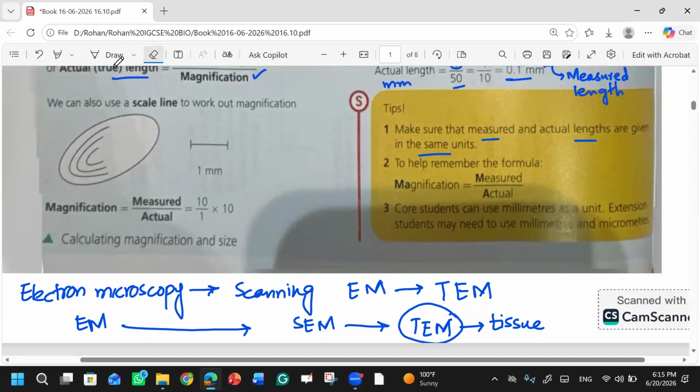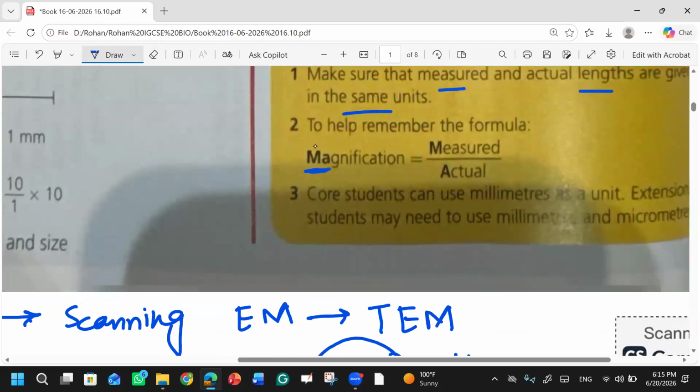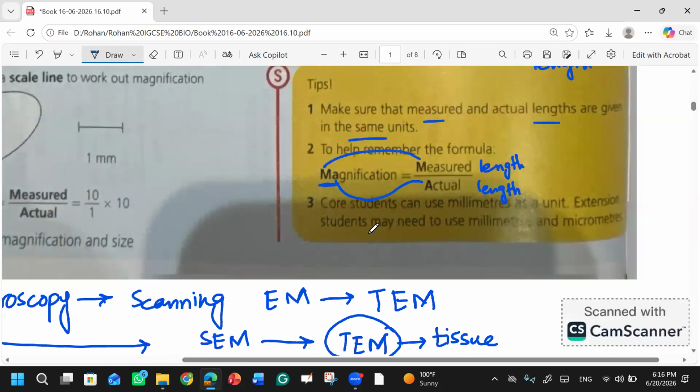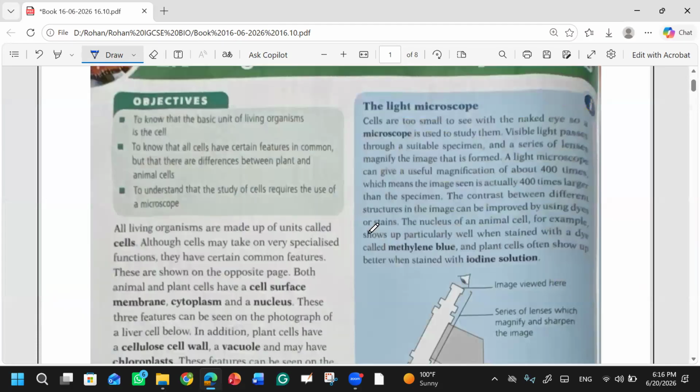To help remember the formula, how can you remember magnification? You see MA in magnification, right? The first M is for measured length and the second A is for actual length. This is an easy way to memorize the formula. Magnification starts from MA. First M is in the numerator, that is measured length, then A is actual length. You can easily memorize the formula by this. Clear? If you have any question, you can ask. Are you clear with this?